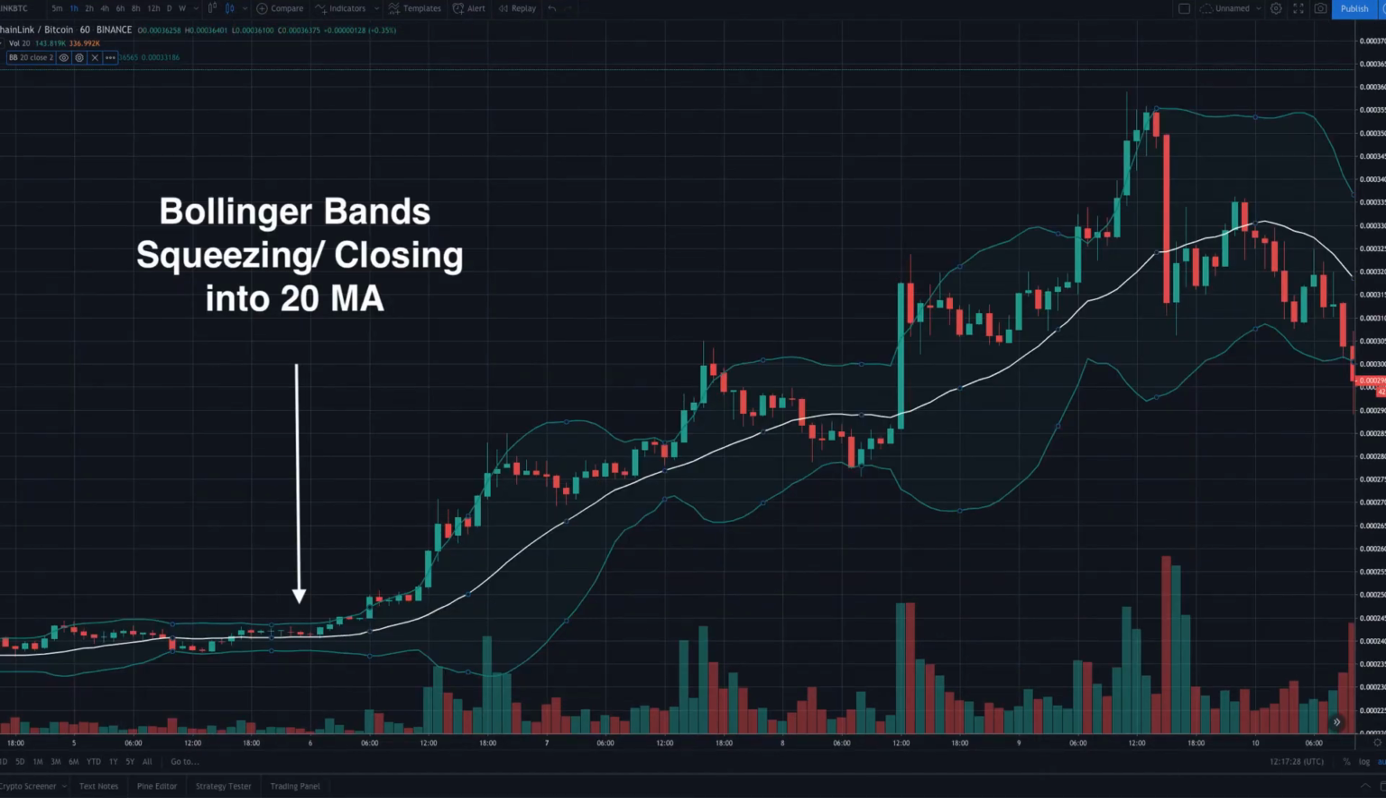Okay, so let's walk through some of this. The centre line, which I've coloured in white, is our 20-day moving average. And then either side of this, we do of course have our Bollinger Bands.